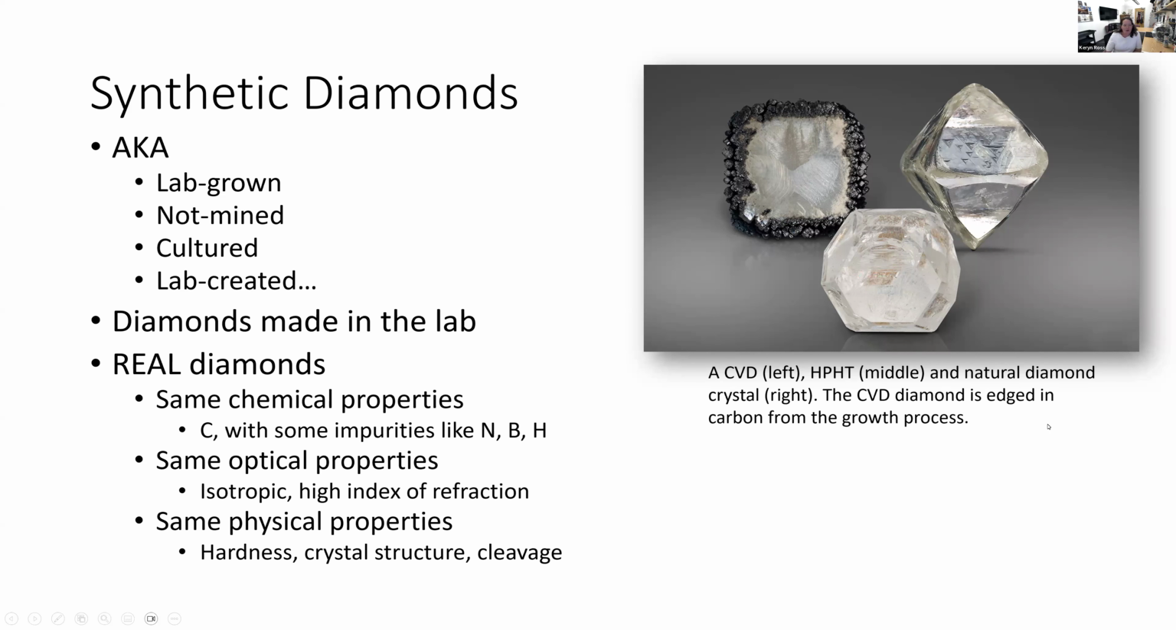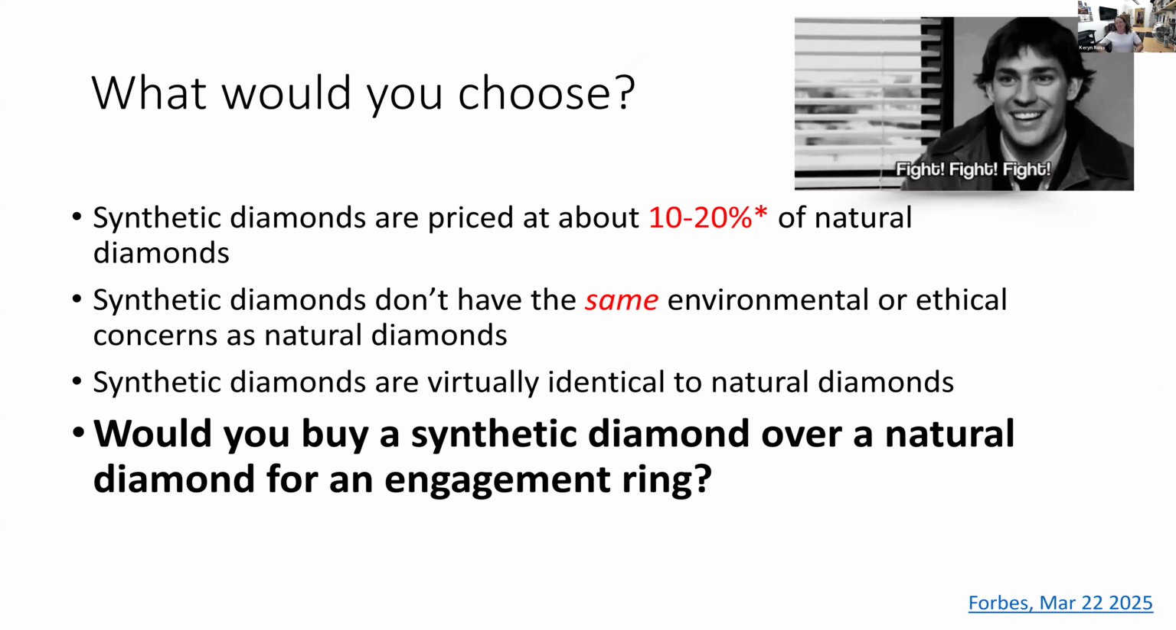All right, so now that you know this, there's a couple of other things you need to decide. You need to think about. Synthetic diamonds are priced at about 10 to 20% of natural diamonds, which is crazy. And the reason why it's crazy is because when I first started teaching this class, synthetic diamonds were worth about 60 or 70% of natural diamonds. And so there you go.